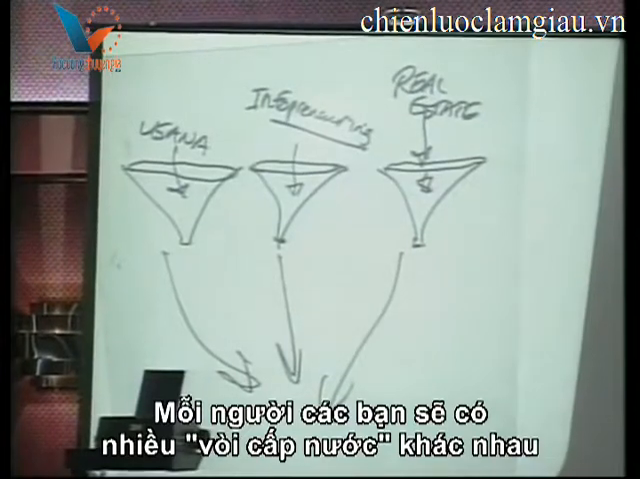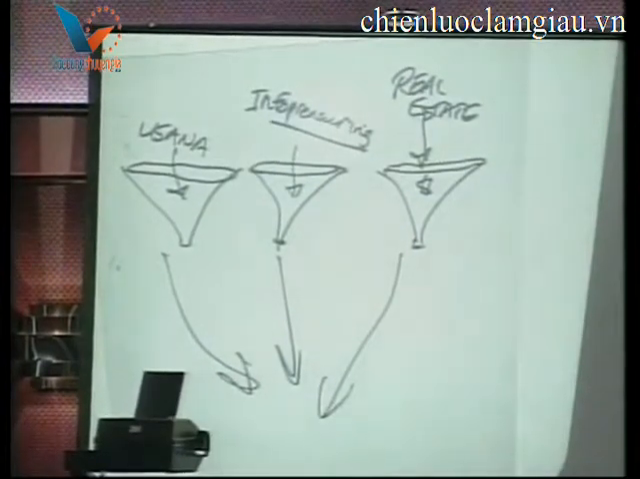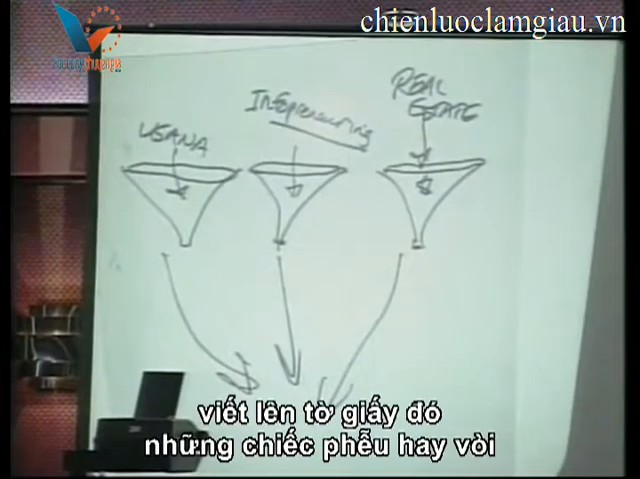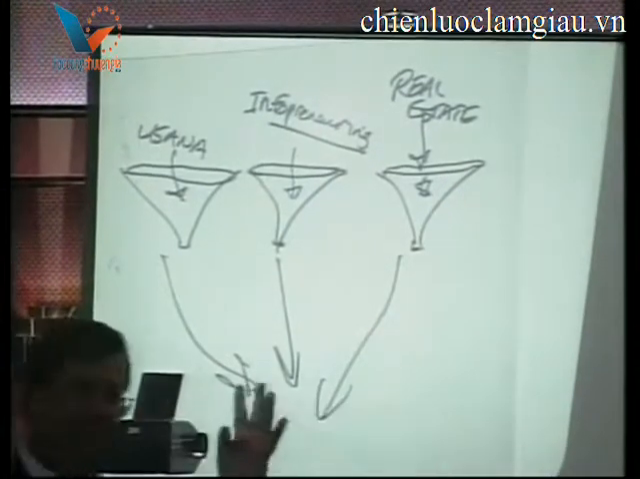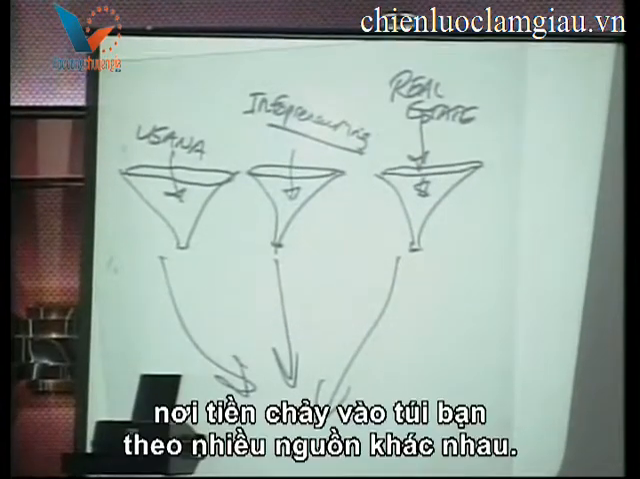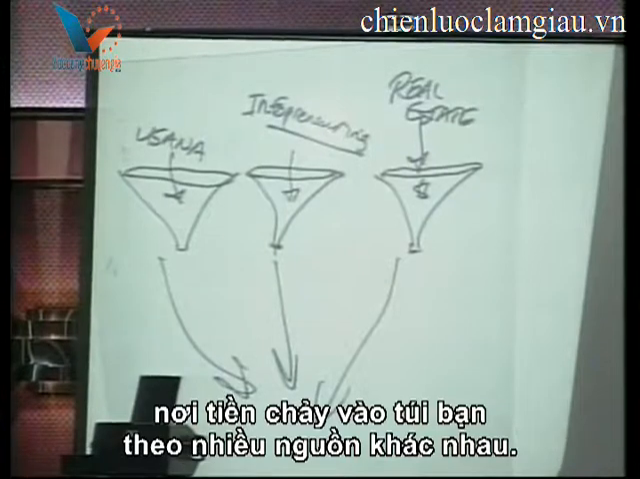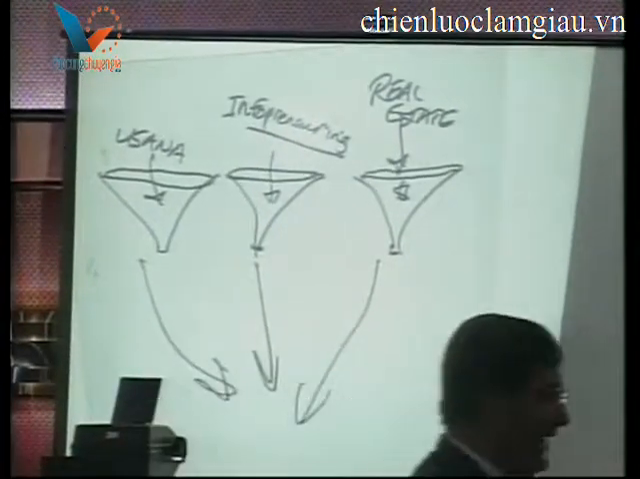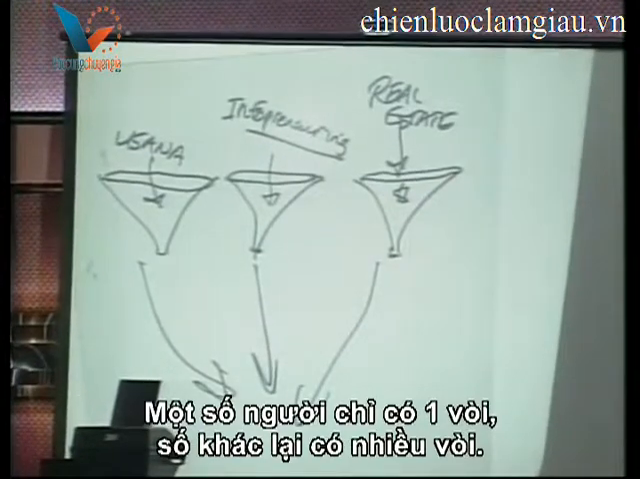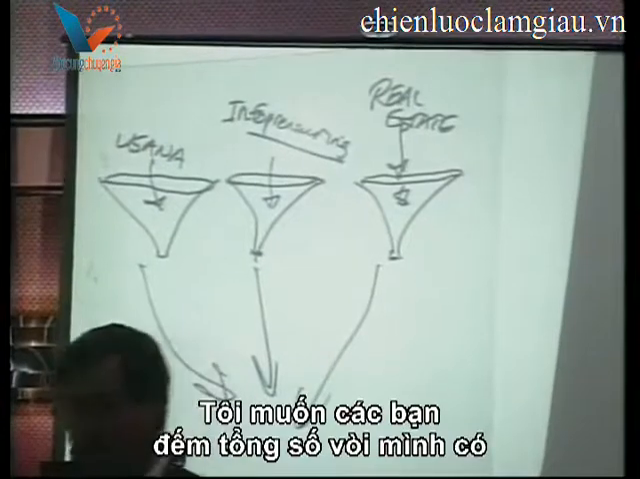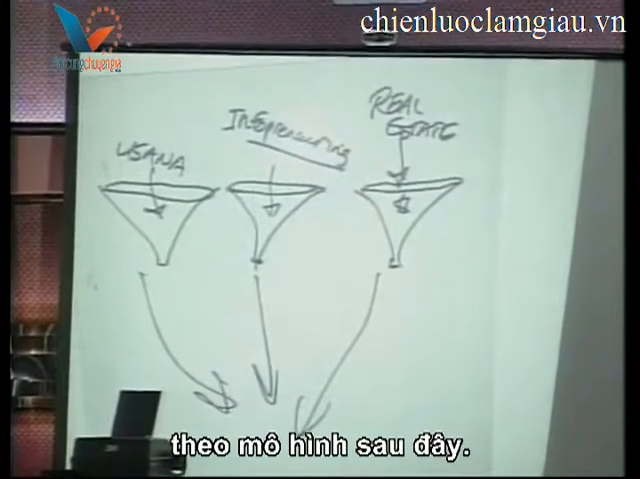Each of you is going to be having several different faucets. And I'd like you right now to take a blank piece of paper and write on that blank piece of paper the funnels, or the faucets, where money flows to you from various different sources, all right? And some of you will only have one faucet, and some of you have several. I'd like you to add up how many faucets you have, using this as kind of a model here.